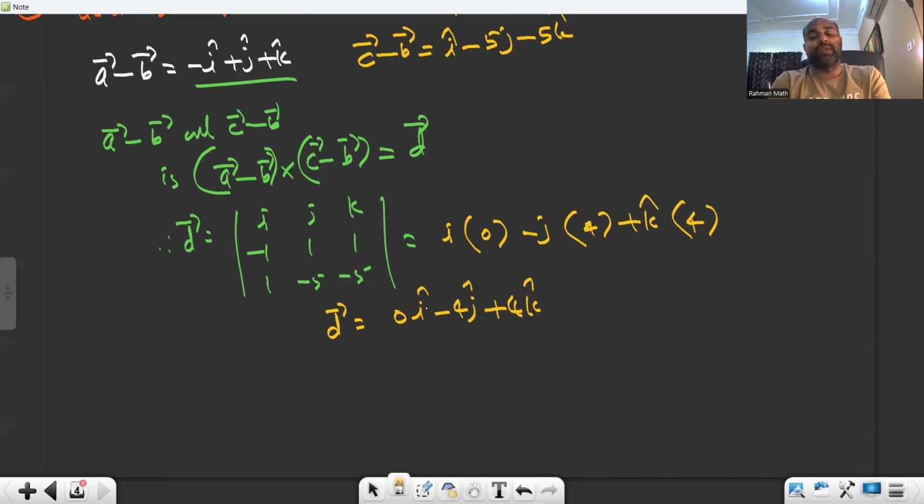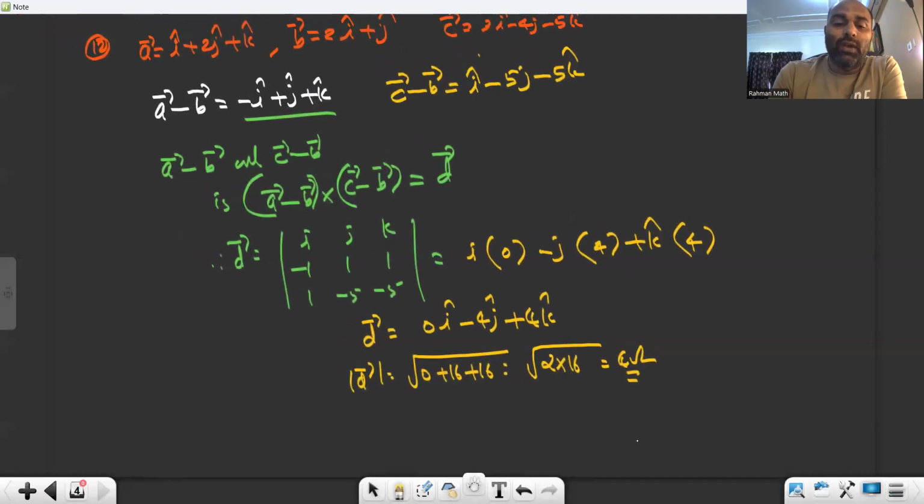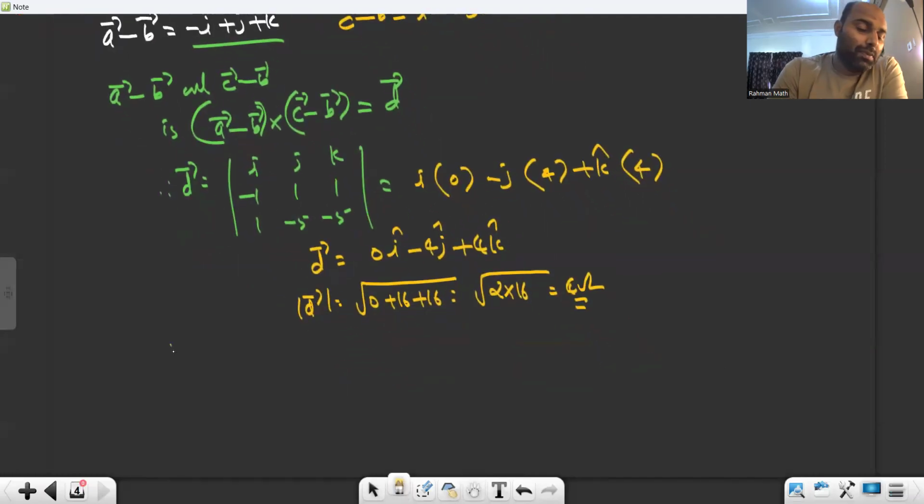But the question asks for a unit vector. Therefore you have to find the magnitude of D: root of 0 plus 16 plus 16, which is 2 times 16, that is 4 root 2. Therefore we write the unit vector D cap.